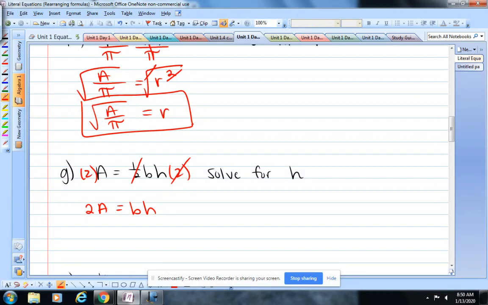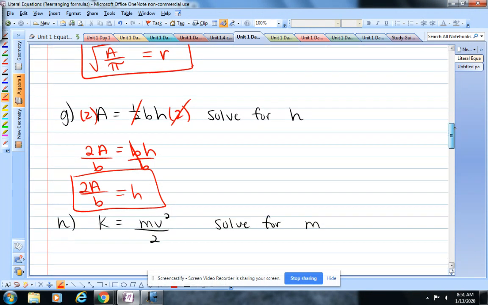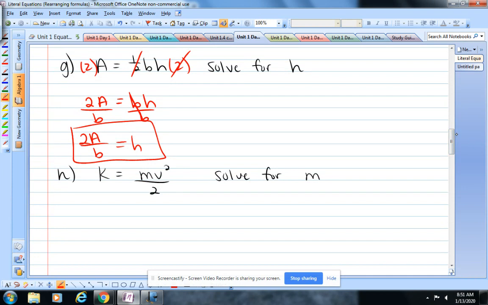BH. And which one are we getting by itself? H. So how do I get rid of b? Divide by b. That's it. 2A over b equals h. That's it. So if you have a fraction with the variable you're trying to solve for, you multiply both sides by the reciprocal to get rid of it. All right? Okay. We good? How do we get good at these? Practice.